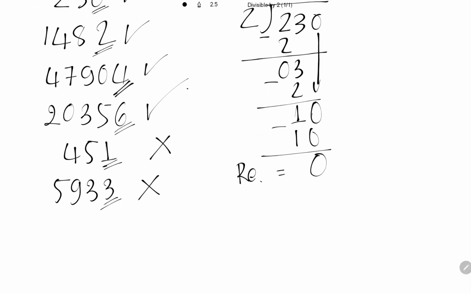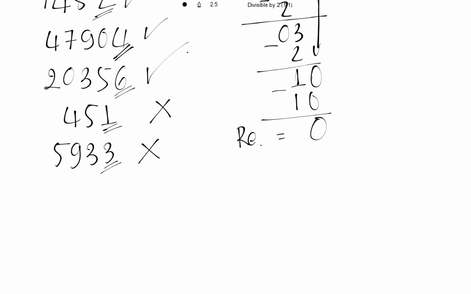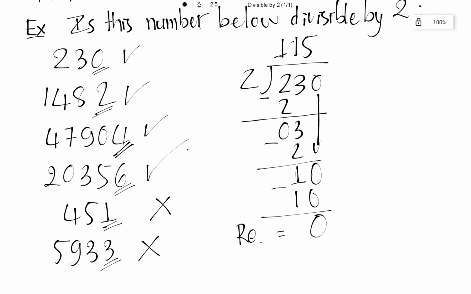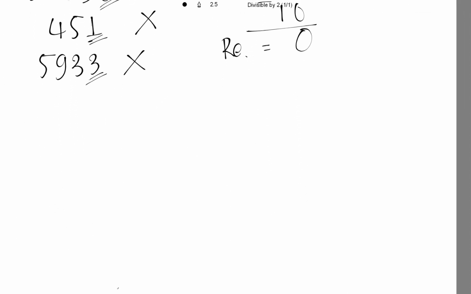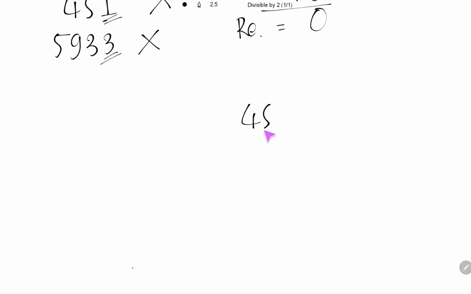Okay, now I will divide 451 by 2 to express that 451 is not divisible by 2. 451 divided by 2. 4 divided by 2 is 2. 2 times 2 is 4. 4 minus 4 is 0.